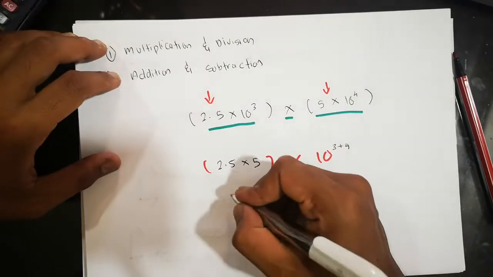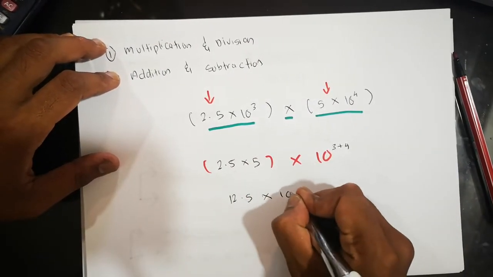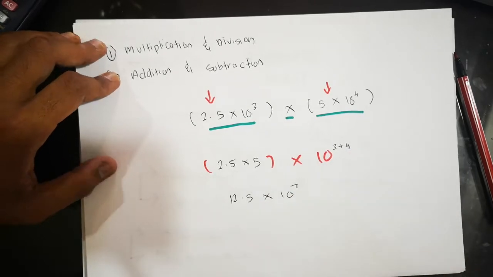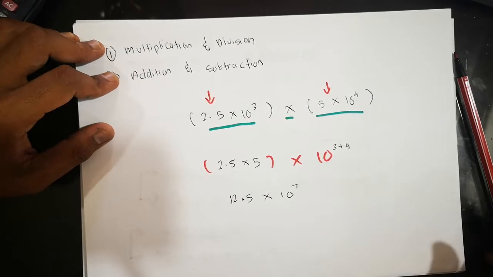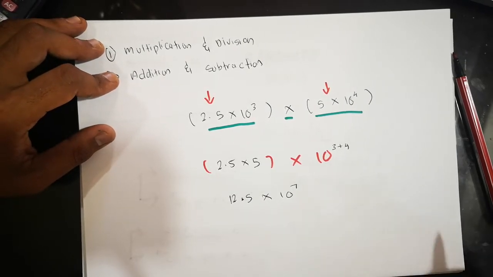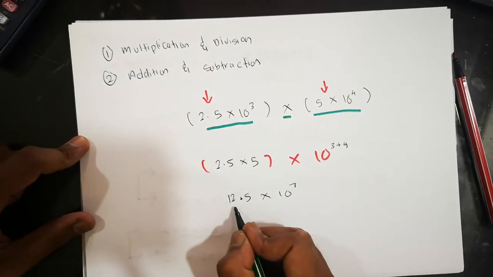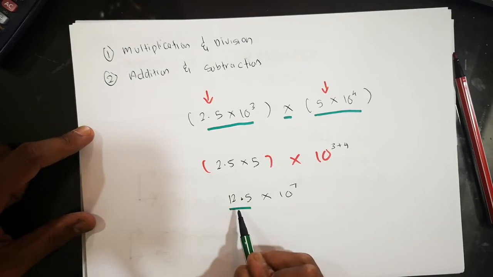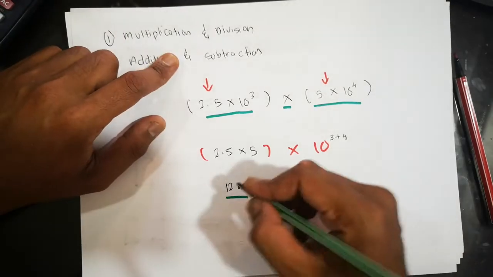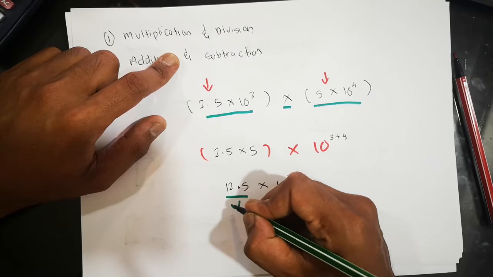12.5 multiplied by 10 to the power of 3 plus 4 is 7. A lot of students will leave the answer like this, but this is wrong. Why? Because standard form, like I've said so many times, the A must be bigger than 1 but smaller than 10. Yes, this is bigger than 1, but this is not smaller than 10. So for this question, you need to make it smaller. You have to move to the left one side.